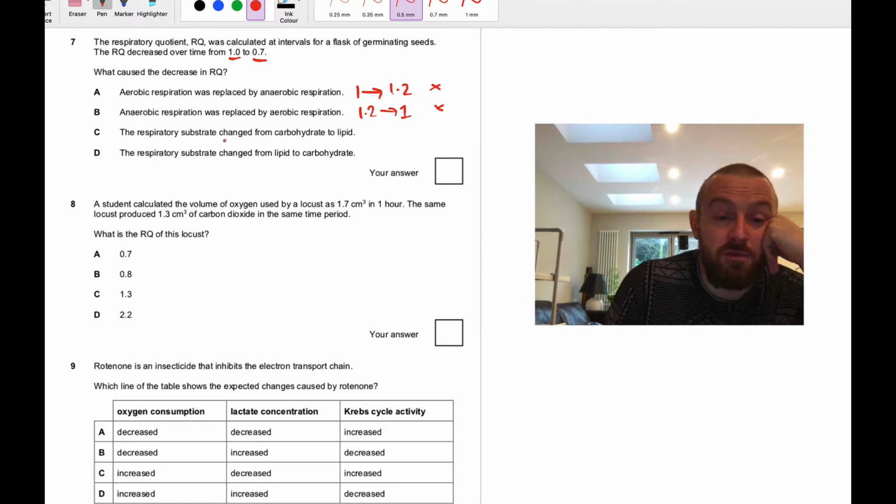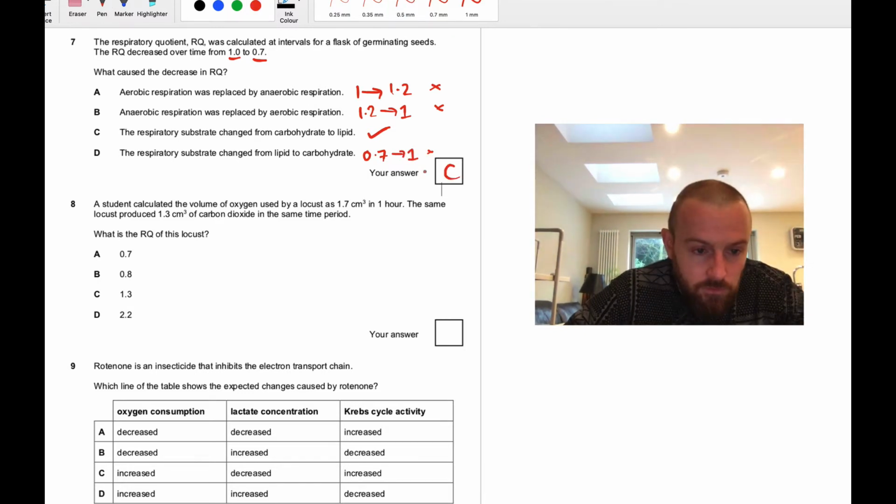The respiratory substrate changed from carb to lipid. That is correct. That's 1, and then lipid is 0.7. And if it was the other way around, it would be 0.7 to 1. So we can see what each one of these would be, and the answer is C. That's the only one that makes sense.